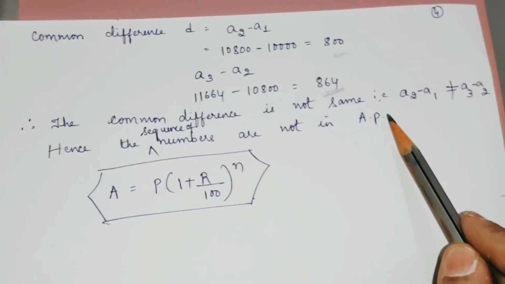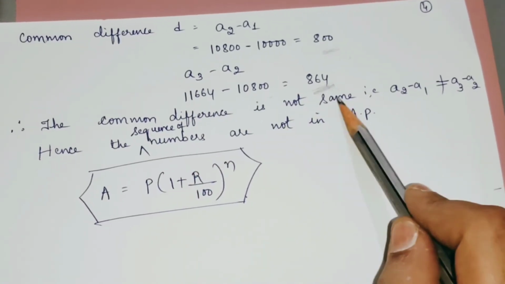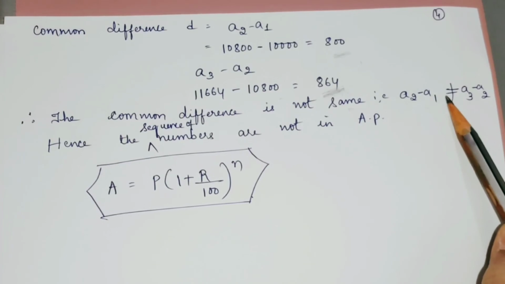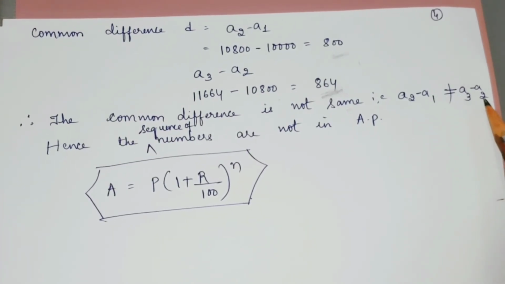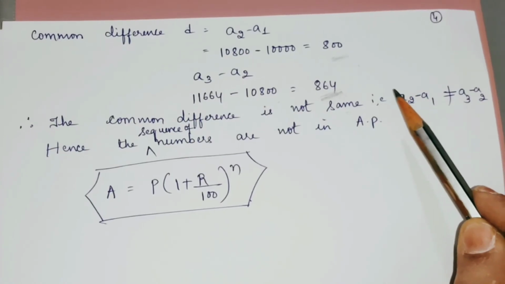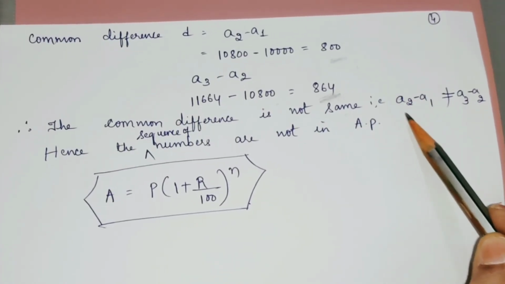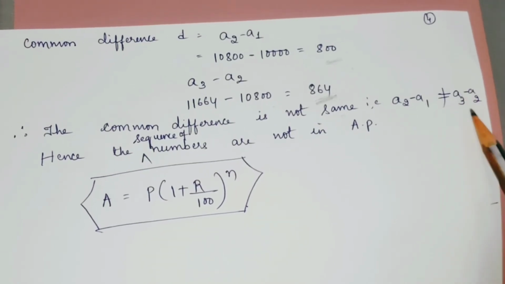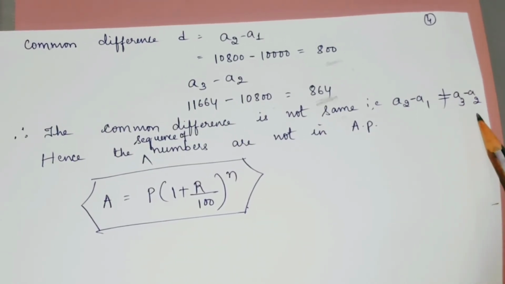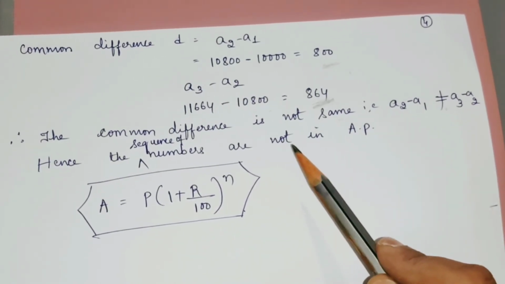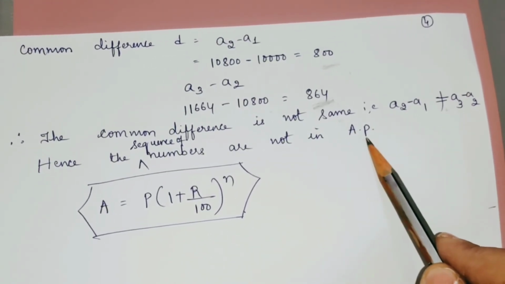Or you can write like this. The common difference is not the same, that is A2 minus A1 is not equal to A3 minus A2. That is, the common difference you got when you subtract the second term minus the first term is not the same as the difference got by subtracting the third term minus the second term. This is the meaning. Hence, the given numbers are not in AP.